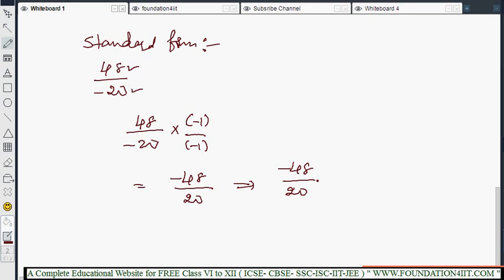Now let us go to one more topic: comparison of rational numbers. How we need to compare rational numbers.